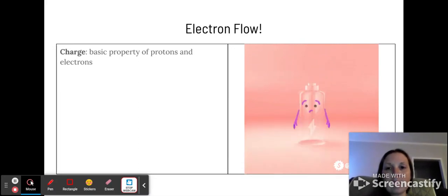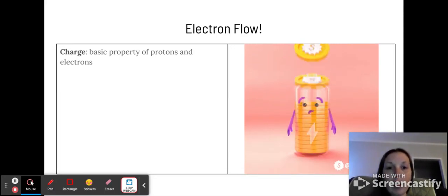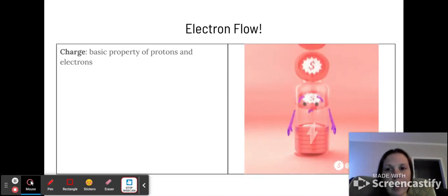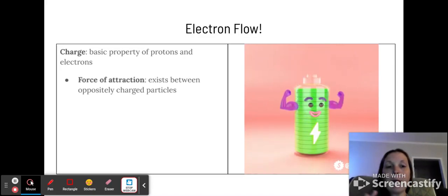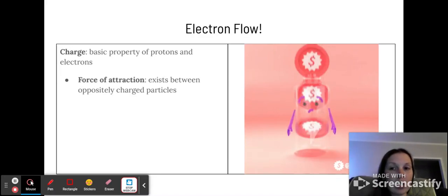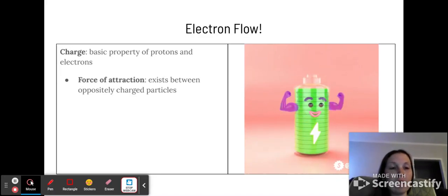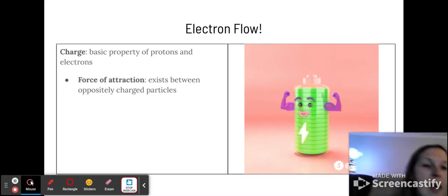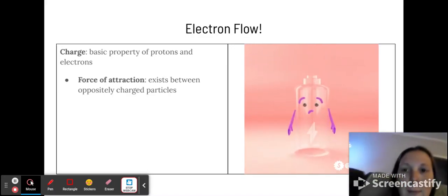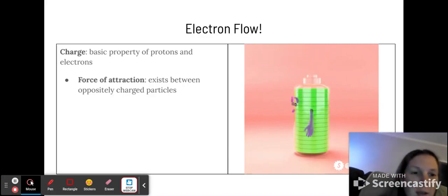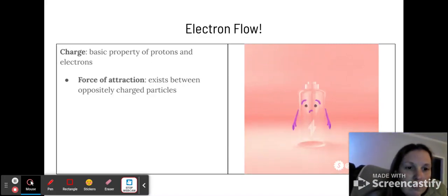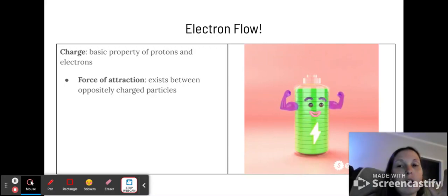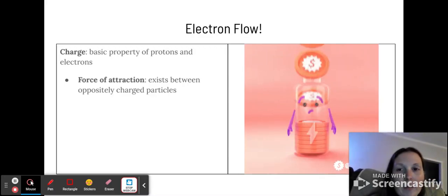So charge itself is defined as a basic property of protons and electrons. If you remember, protons are positive, electrons are negative. And because they have opposite charges, they will exert a force of attraction. So basically, like attracts an opposite charge. So protons and electrons are attracted to each other.